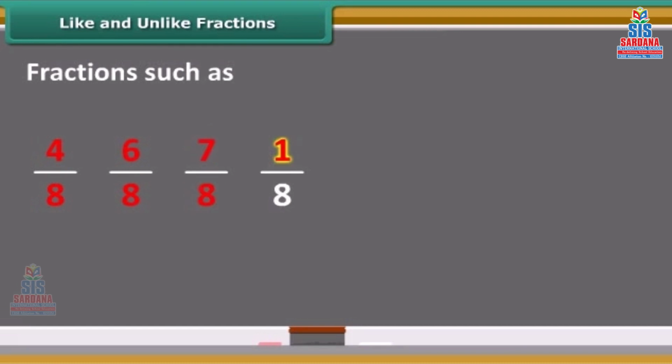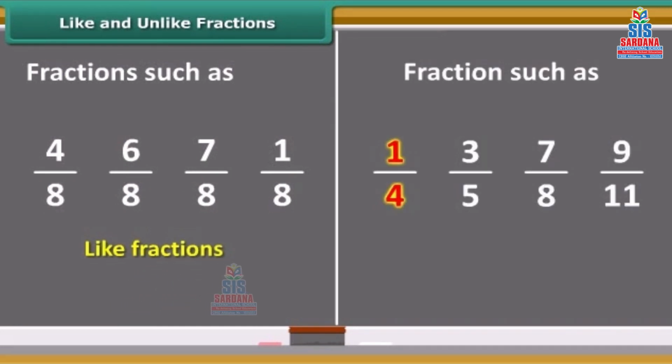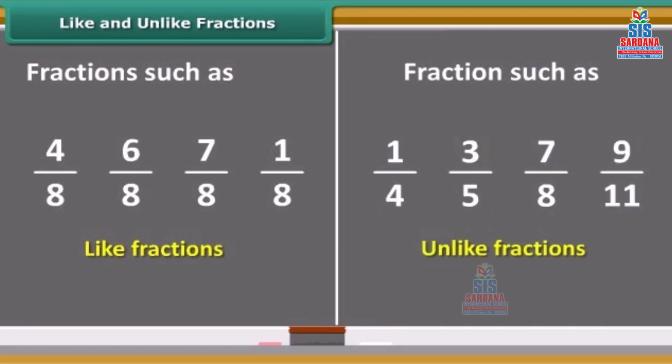Fractions such as 4/8, 6/8, 7/8, 1/8 with the same denominator are called like fractions. Fractions such as 1/4, 3/5, 7/8, 9/11 with different denominators are called unlike fractions.